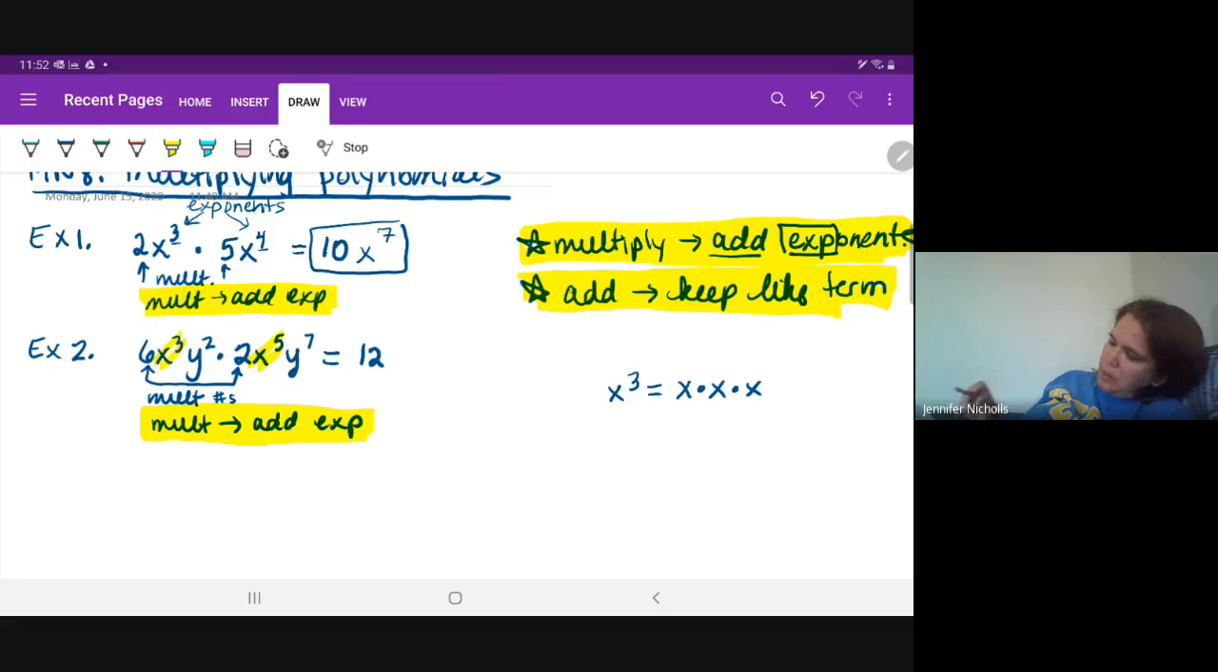Okay, so I'm going to highlight this one kind of in blue. Y to the second and y to the seventh. Oh, I forgot to write the answer for the x's though. So that's x to the 8th power. And then y, you add the exponents, and that's to the 9th power.